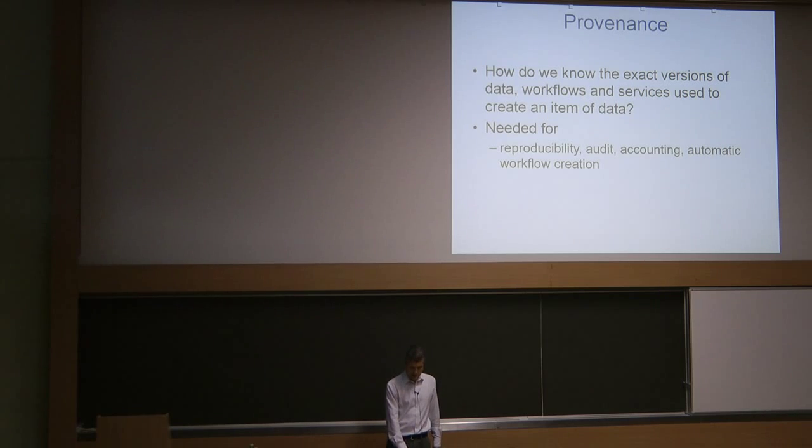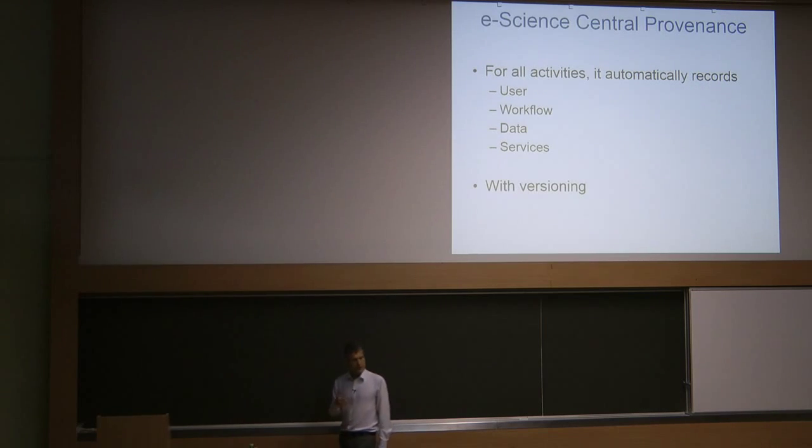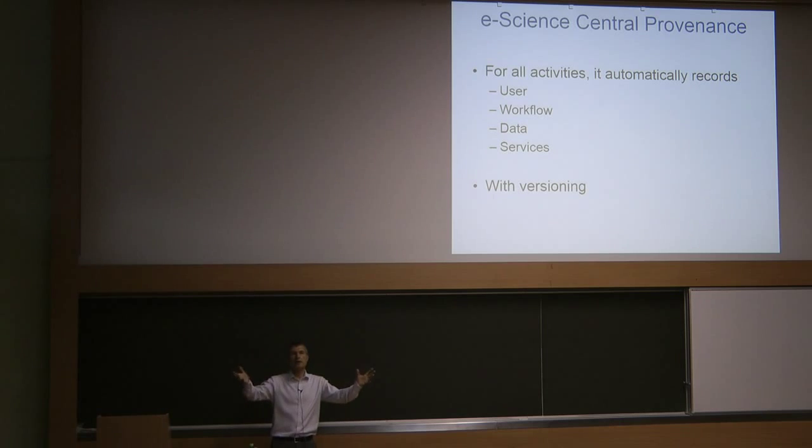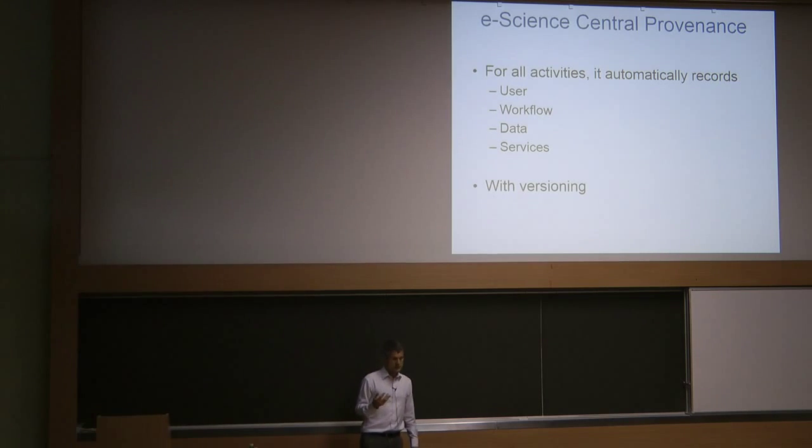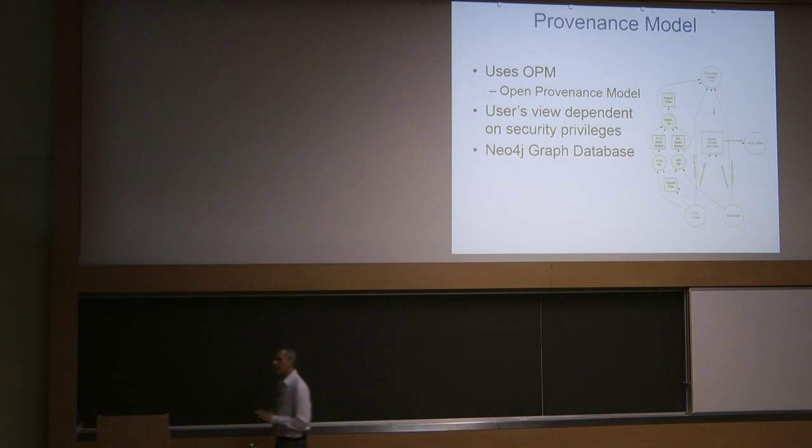And there's a bunch of other things we can do if we have that, and I'll talk about some of those. What we do with eScience Central is that anything that goes on in the system, we log it. We have a database which records who the user was, what the workflow was that they ran, what the data was and the versions of that data, and what the services were, all versioned. And we create from this a provenance graph, and we store this in a database called Neo4j, which is a graph database.